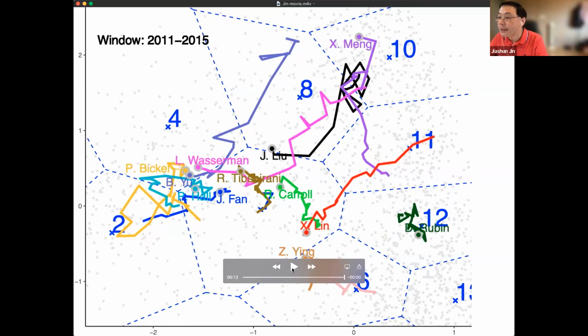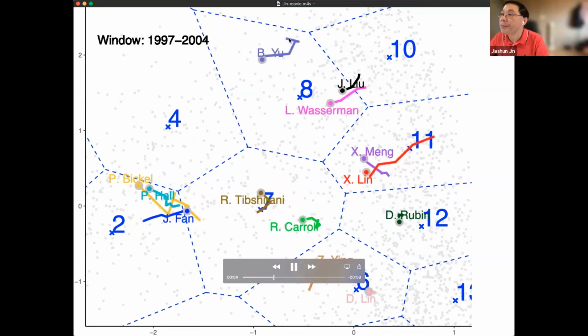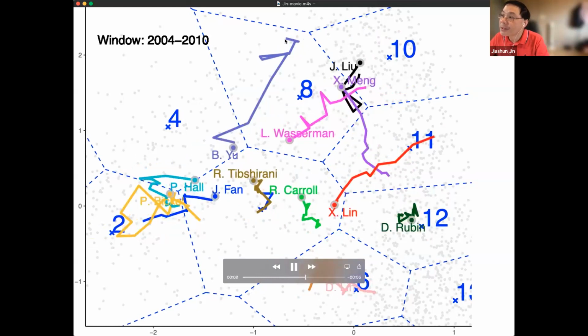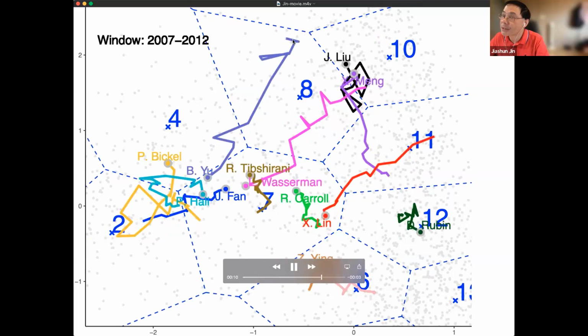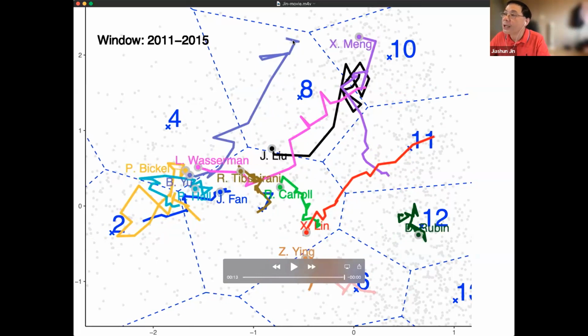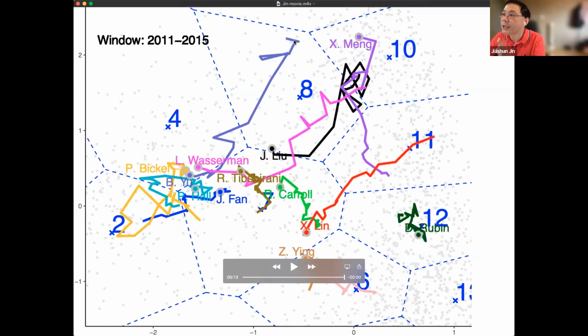Bing Yu may be a little surprising to you. Here is the Bayesian color on the top, and you may be surprised that Bing Yu has a lot of citations from the Bayesian side, but that is the 1990s. I think she graduated somewhere around 1990 from Berkeley, and in her early career she had a lot of citations from the Bayesian side. So this is a trend.